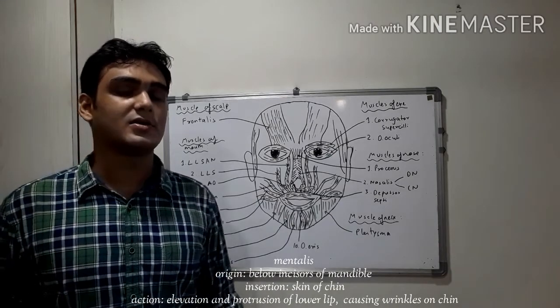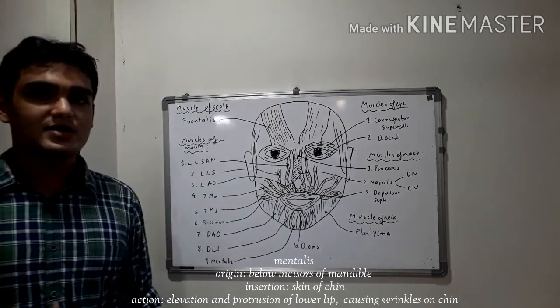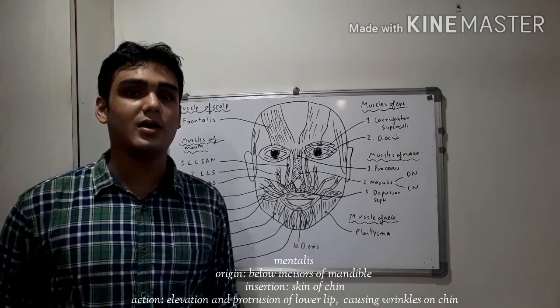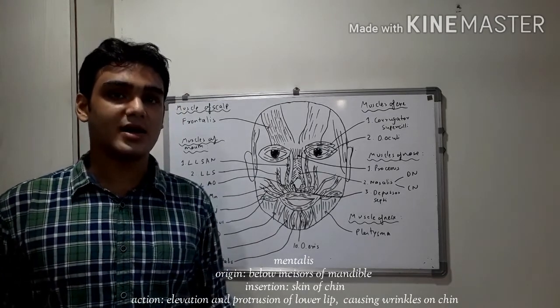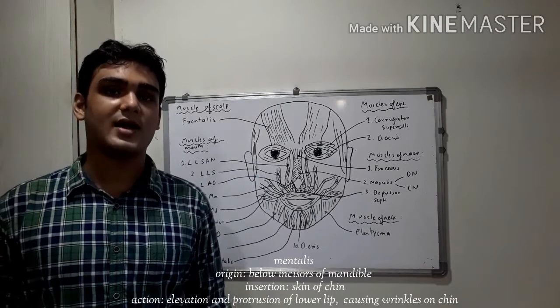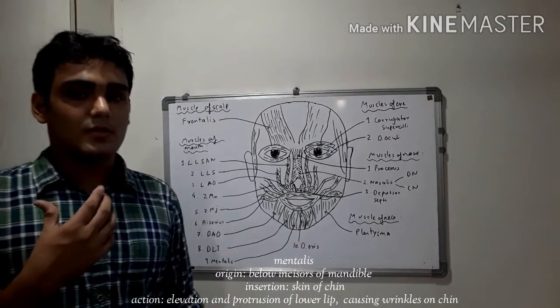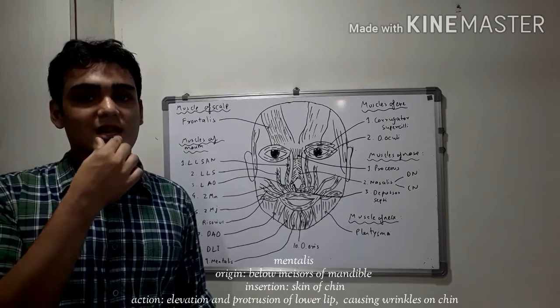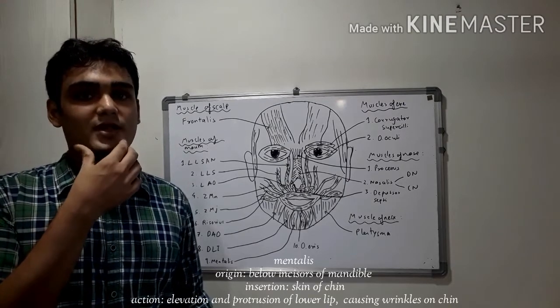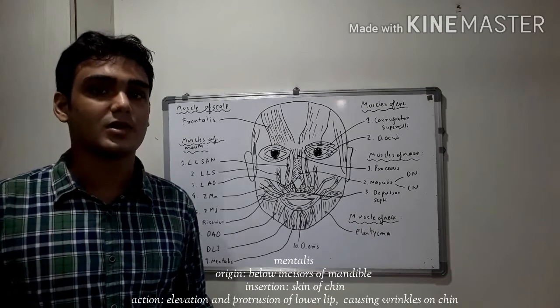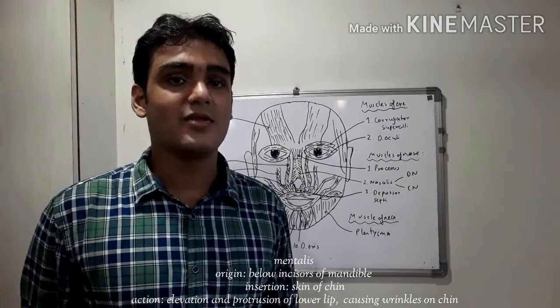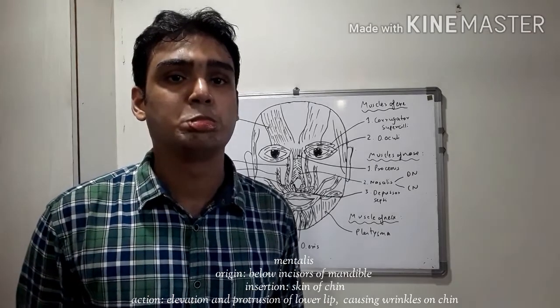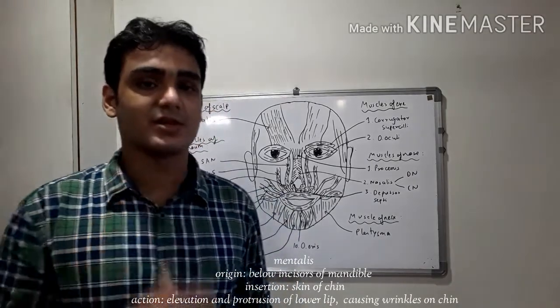Then talking about the mentalis, so it originates below the incisors of mandible and is inserted in the skin of the chin, and it has the function of protrusion of lower lip, its elevation, and producing wrinkles on the skin of the chin. So protrusion, elevation, and wrinkles. This was due to the mentalis muscle.